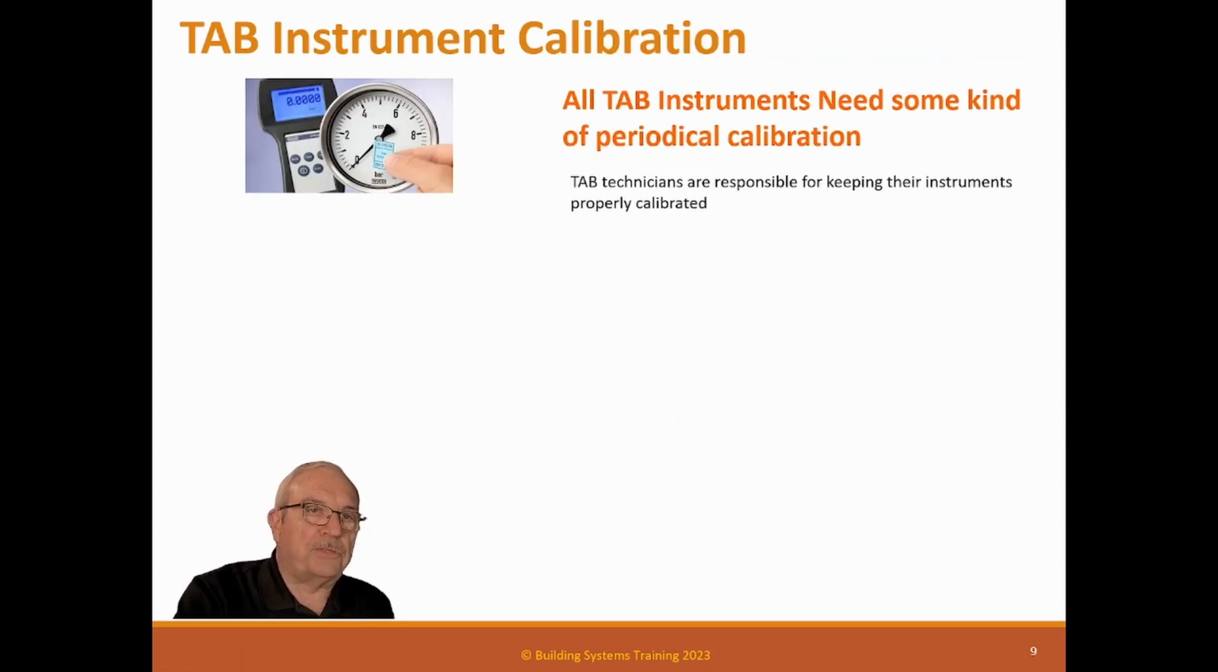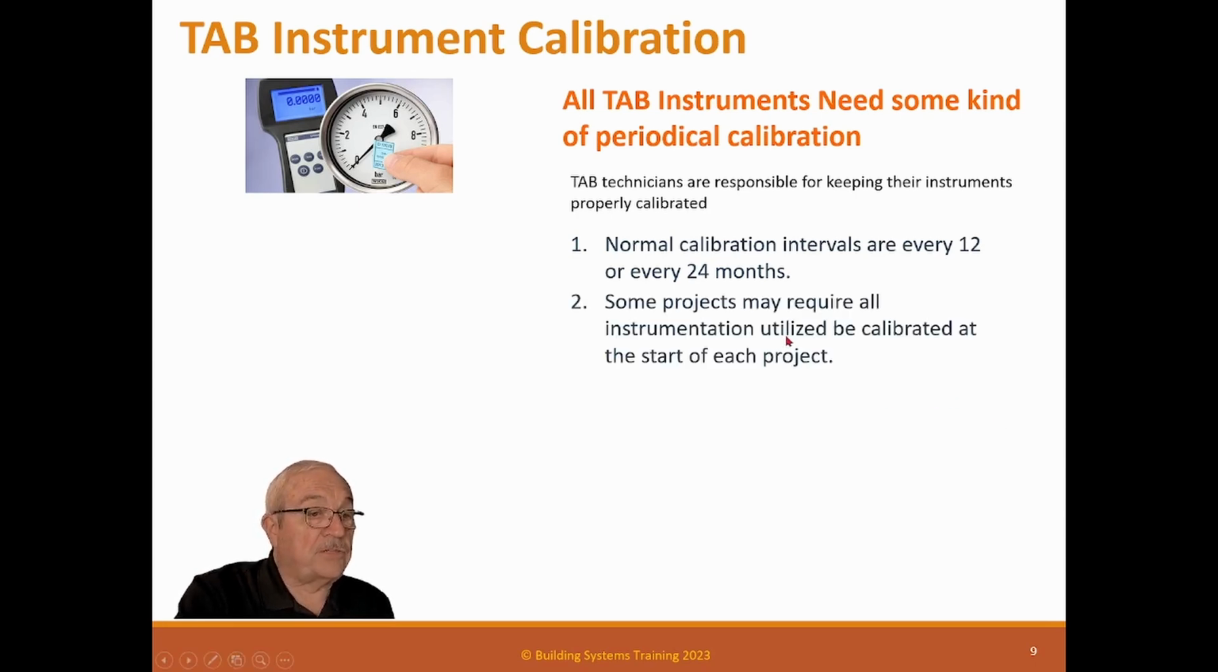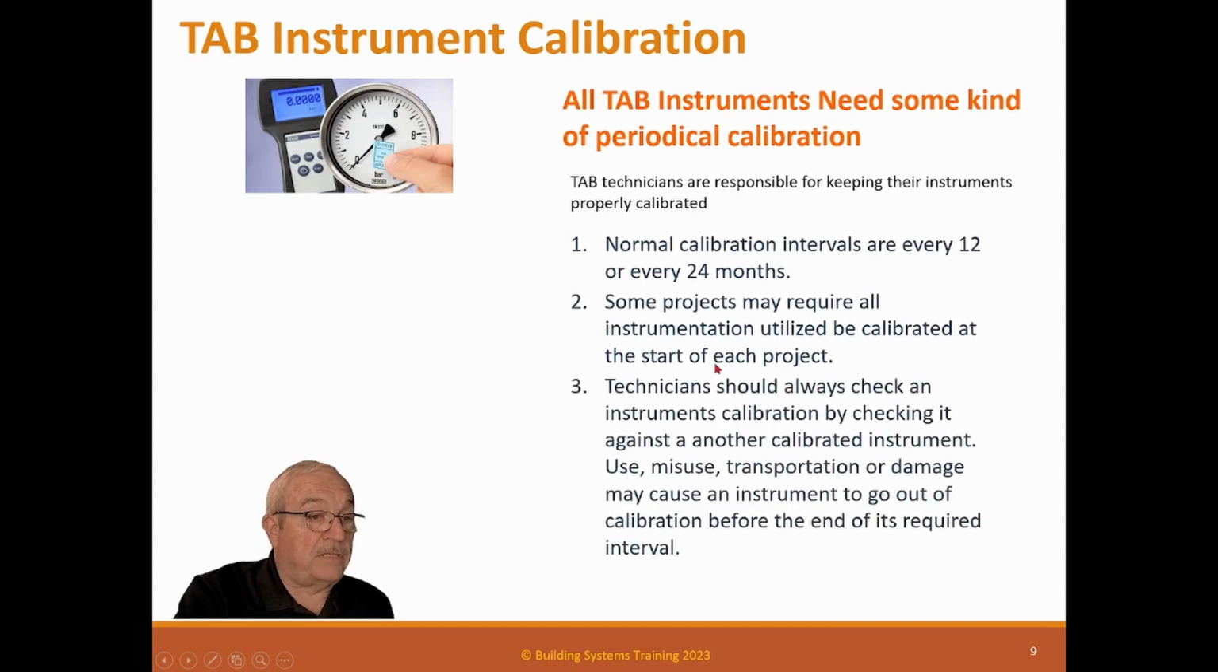All TAB instruments need some kind of periodic calibration, and you as a TAB technician are responsible to make sure you're using calibrated tools. Normal calibration intervals are every 12 months. It could be 24 months on some pieces of equipment, and the manufacturer will tell you what that should be, or your certification agency may have standards that tell you what it is. Some projects may require all instruments utilized be calibrated at the start of the project. That's a project specification item.